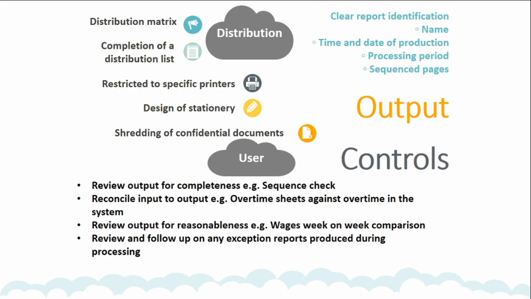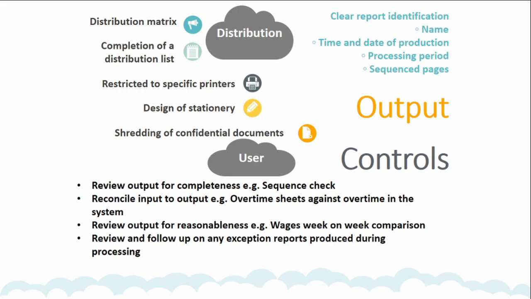If you are dealing with a hard copy output, meaning like a report or a document that has been printed, we are then unable to make a distribution matrix. Remember, a distribution matrix is something that sits on the system and allows specific people to access the output. But if we're dealing with a hard copy, we then need to create a distribution list. Means it has the names of the people that need to see the report.